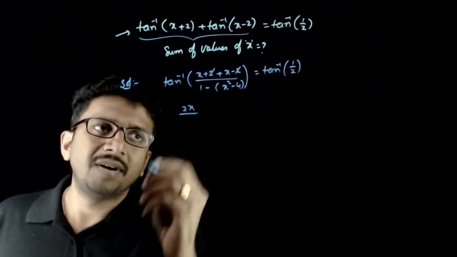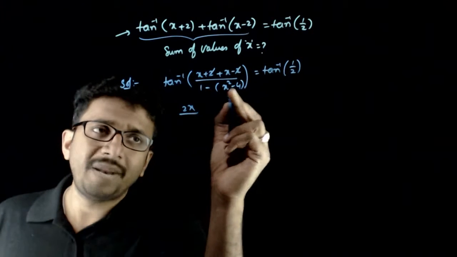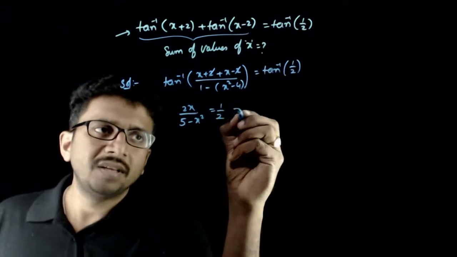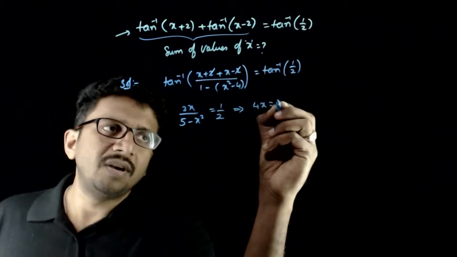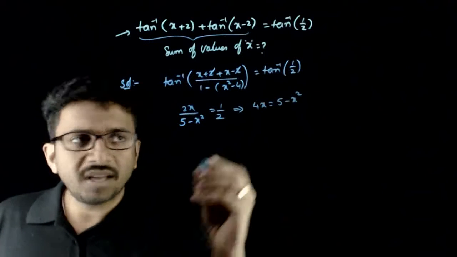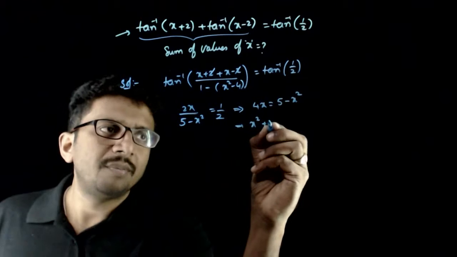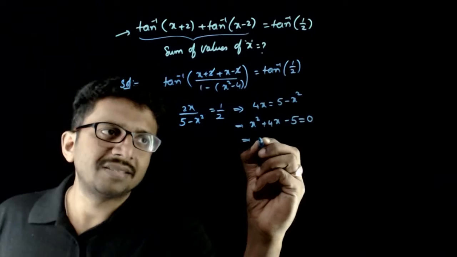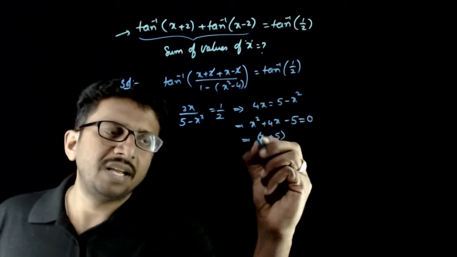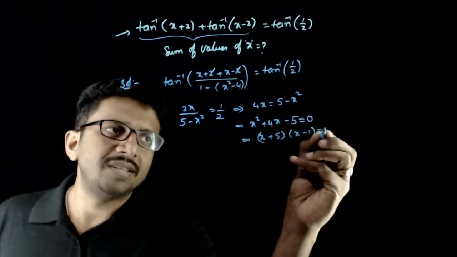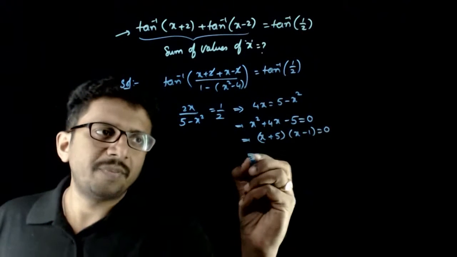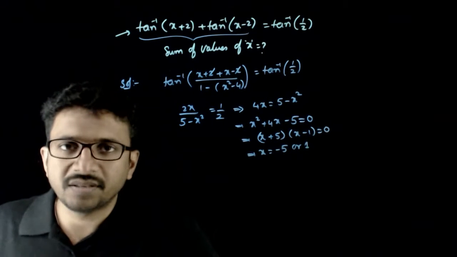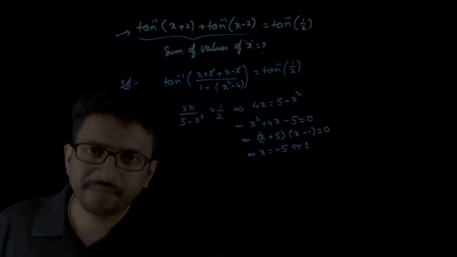So 2x divided by 1 plus 4, which is 5 minus x square, is equal to 1 by 2. This implies 4x is equal to 5 minus x square. This implies x square plus 4x minus 5 is equal to 0. This implies (x + 5)(x - 1) is equal to 0. This implies x is equal to minus 5 or 1.